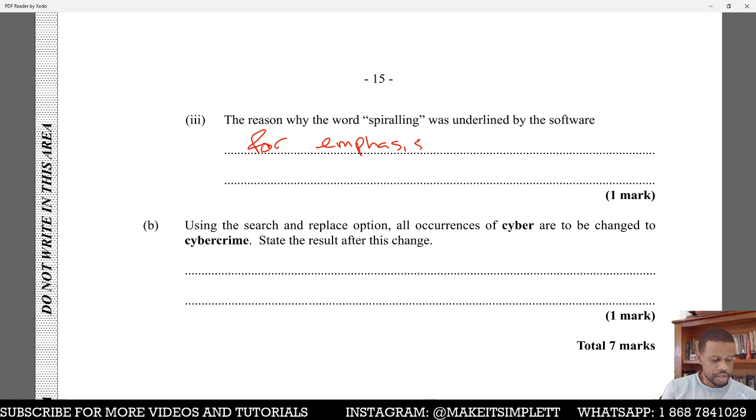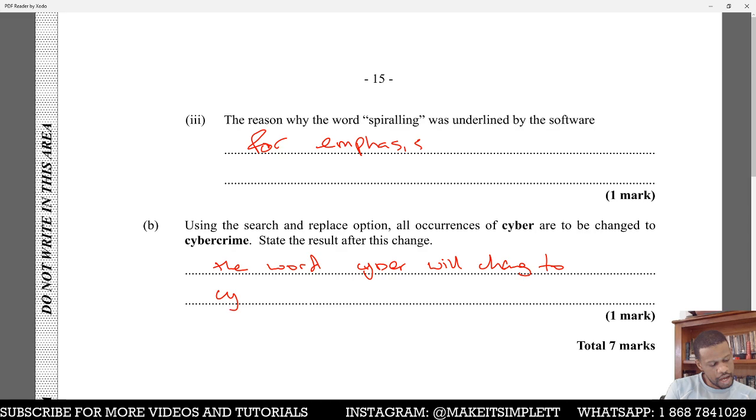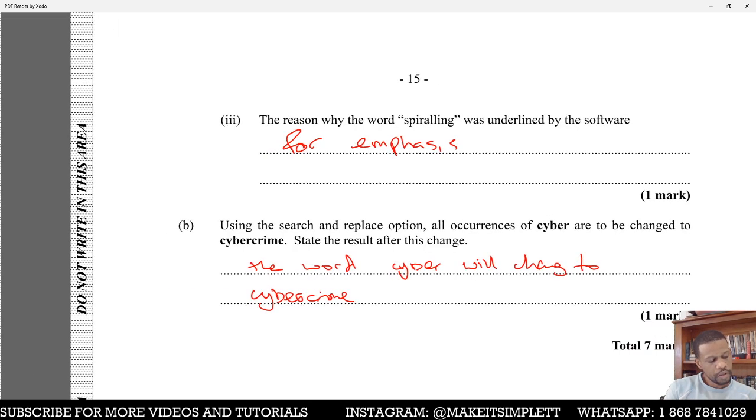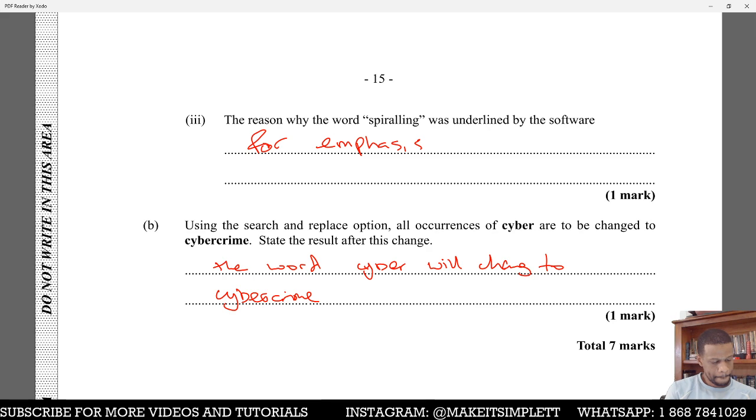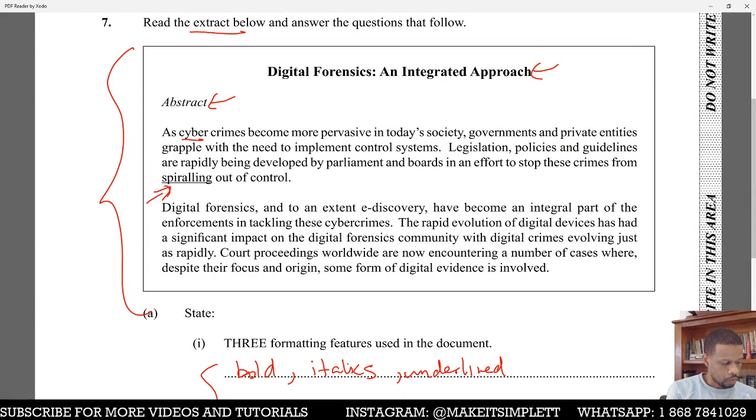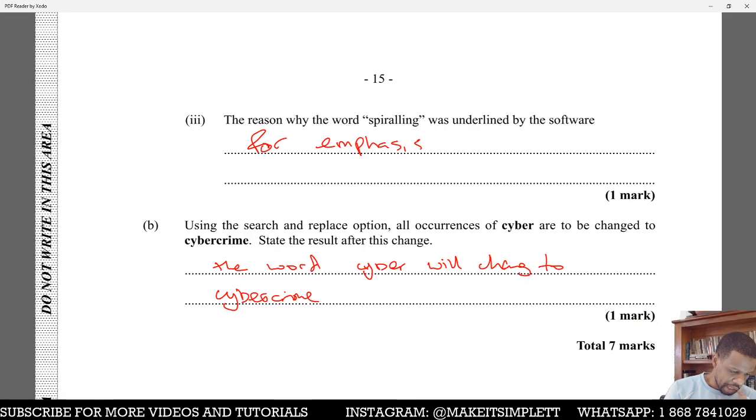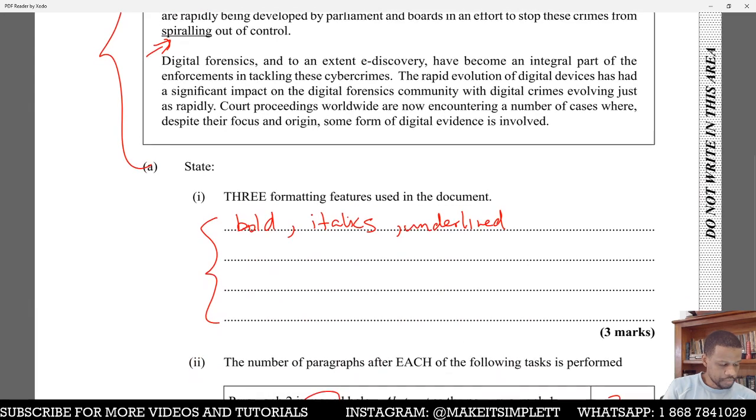Alright, using the search and replace option, all occurrences of sidebar to be changed. See the result after this change. The word sidebar will change to cybercrime. How many times? One. Once. They will change one. That's all.